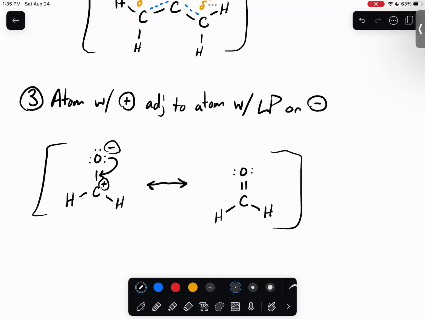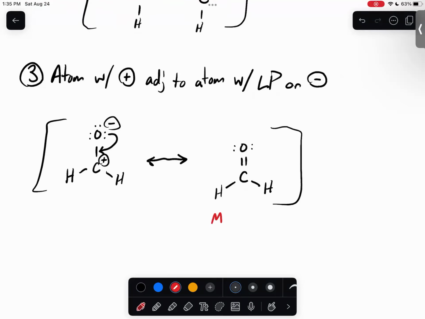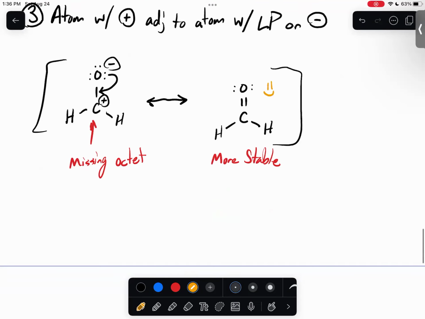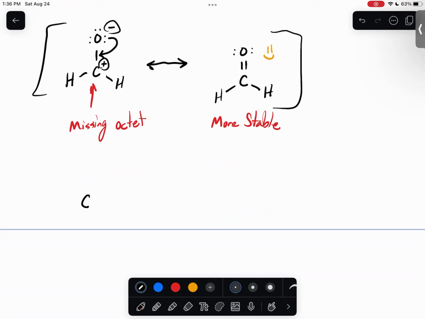Right? This is a good set of resonance because it's very obvious what we're seeing. This product is much more stable because it is neutral. And as we see beforehand, it started out with something that is missing an octet, but it ends up with everything happy with octets. All right. So that's whenever you have a negative charge adjacent to a positive charge. The other way is if we had something very similar, where let's say we had this situation where the oxygen is now connected to a hydrogen, but the carbon is still lacking an octet, it still has a positive charge.